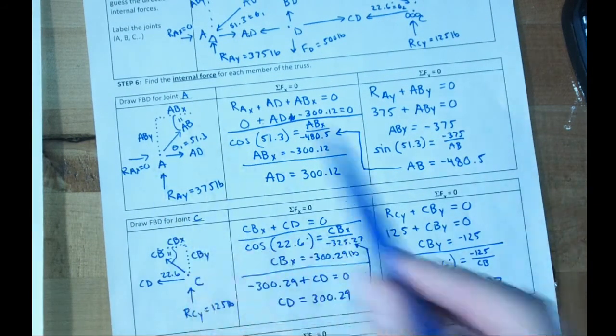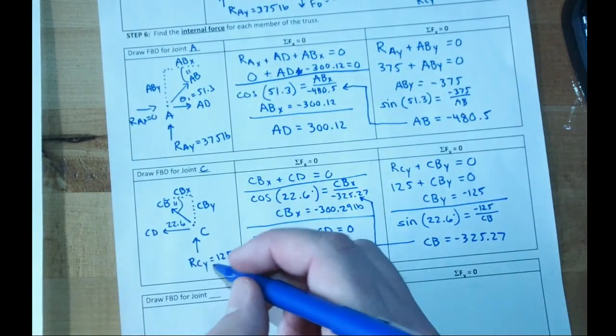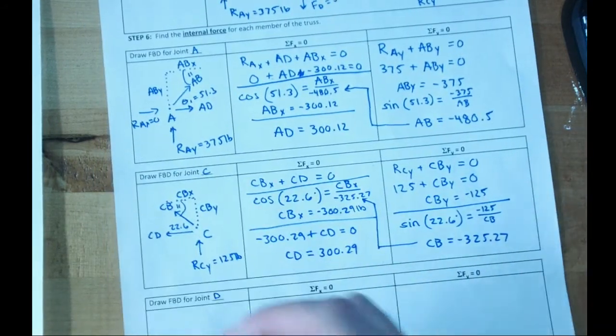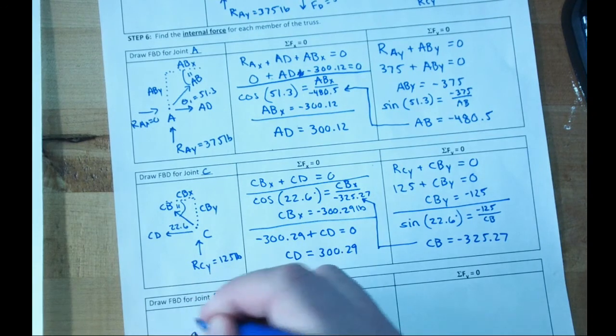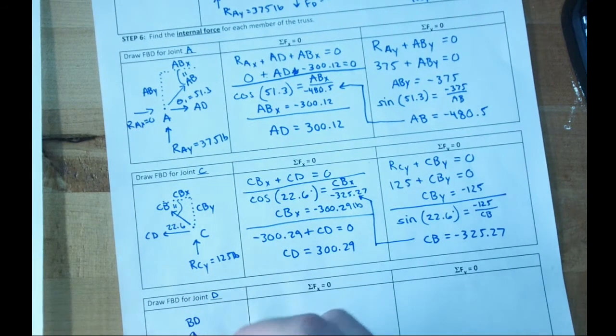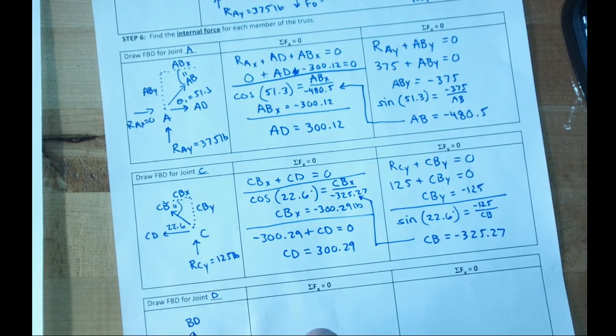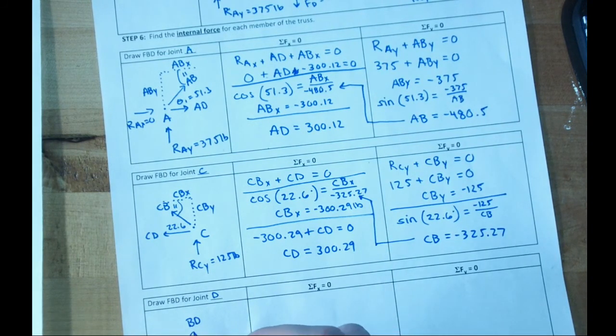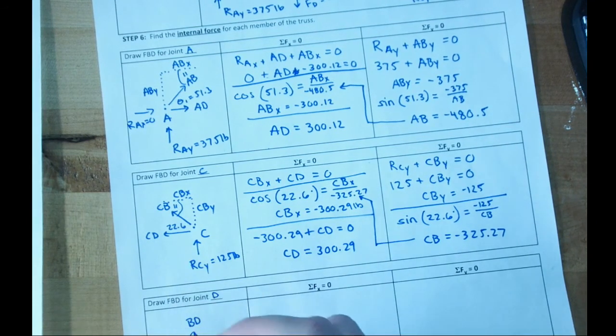Now, like I said before, because I did all this first, when I do my point D, I'm going to have BD. I'm going to have my going down force of FD equals 500 pounds. I'm proving to you guys that what I said at the beginning is correct. Well, we're going to find out, aren't we?